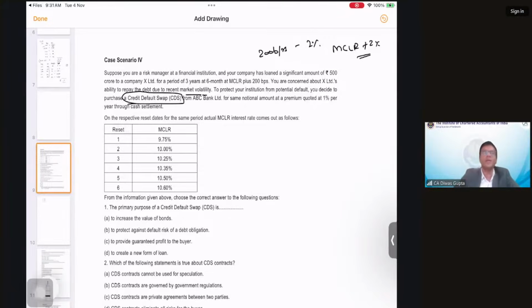So this is a question on credit default swap. As we discussed, student, right? Credit default swap means credit means loan that you have given. Default means that there is a risk of non-payment. Swap means you're swapping it, right? For the same notional amount, which is 500 crore, at a premium quoted at 1% through the cash settlement, right? So that means if there is a default, actual cash will be received. That is 1% as the premium that will have to be paid. On the respective reset dates for the same period, actual MCLR rates comes out as follows. So there are 6 reset periods and there are different MCLR rates.